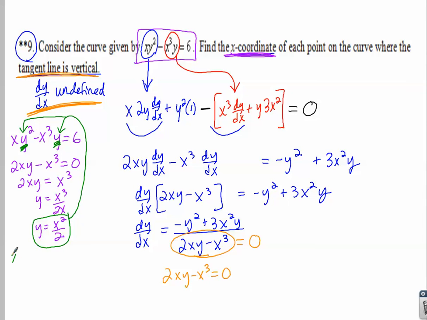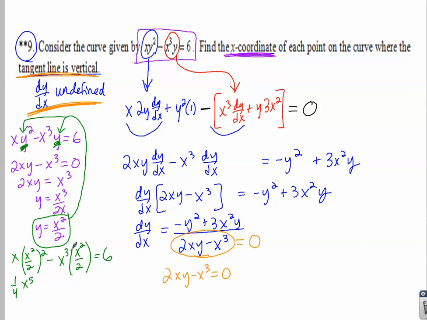So now here's what it looks like. x times instead of y squared, x squared over 2 squared minus x cubed instead of y, x squared over 2 and equals 6. Now we have an equation where everything's in terms of x. Let's be careful as we simplify. x times this. We'll have to square this first, so that'll become x to the 4th times x is x to the 5th. Oops, not over 2, because I have to square the denominator as well. 2 squared makes 4. Or we can think of that as 1/4 x to the 5th.